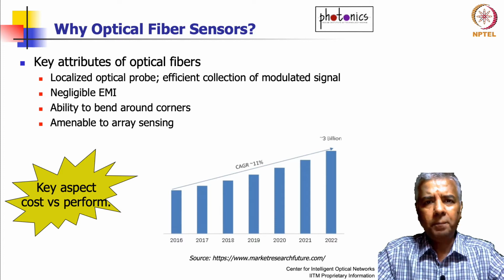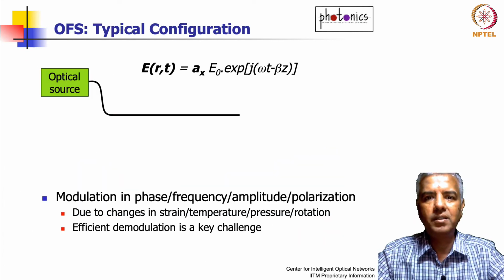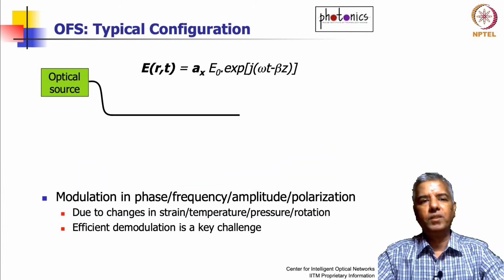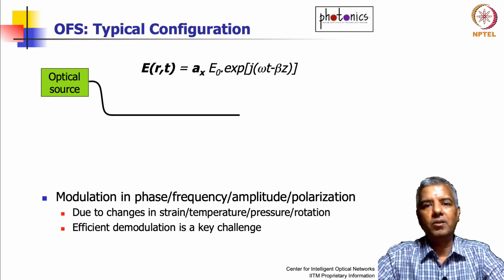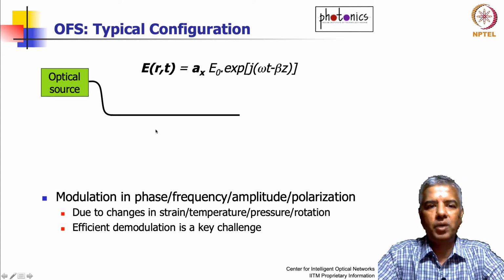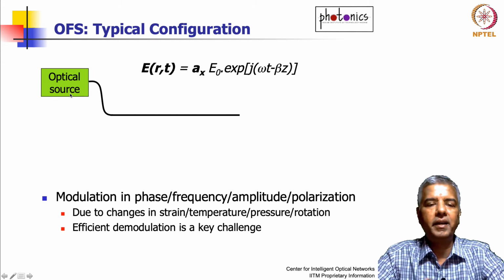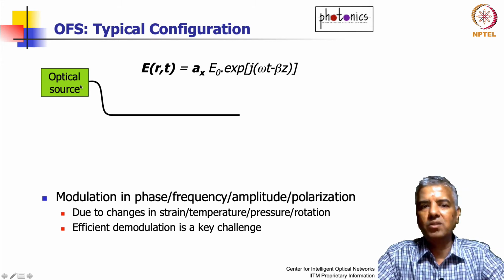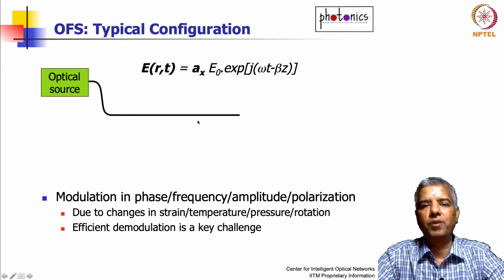Now, before we go forward, let's try to understand what an optical fiber sensor is all about. So optical fiber sensors, OFS in short, a typical configuration would be something like this. You have an optical source, which could be a laser, a light emitting diode or whatever. In this case, we are talking about that light source connected to an optical fiber.